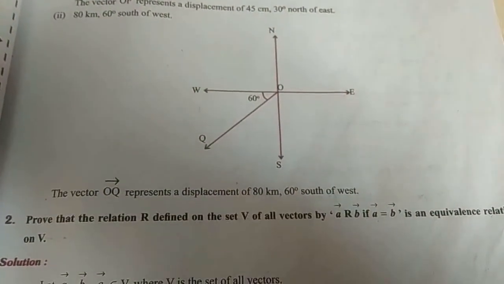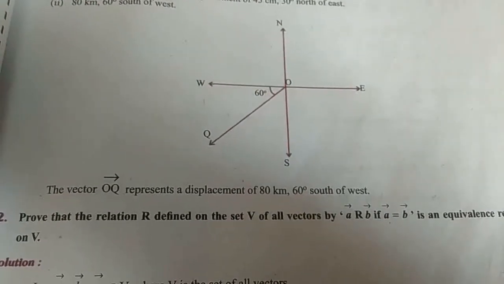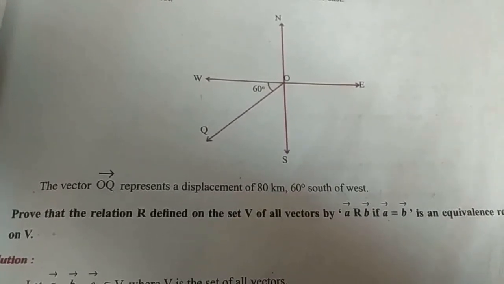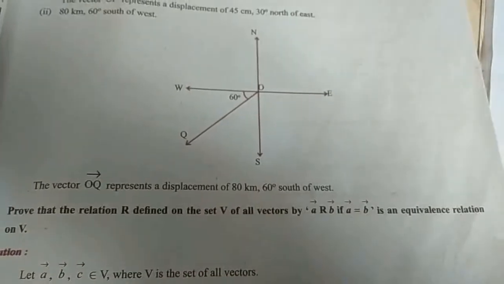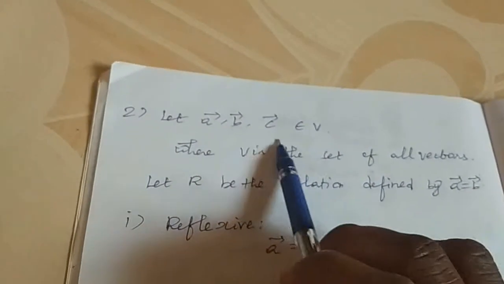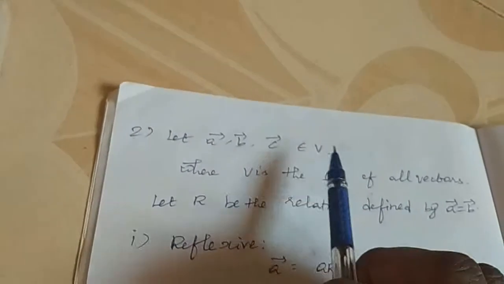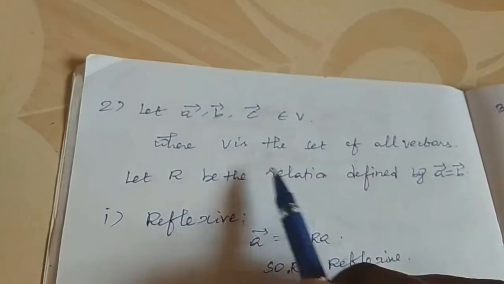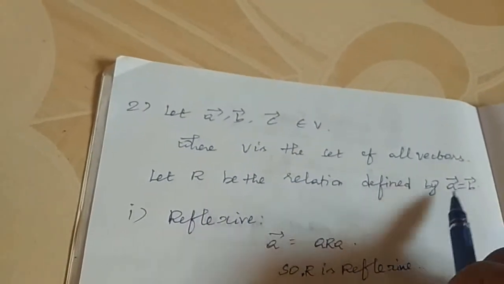Subdivision 2. Prove that the relation defined on the set of all vectors by A related to B if A equal to B vector is an equivalence relation. Now solution. Let A vector, B vector, C vector belong to V, where V is the set of all vectors. Let R be the relation defined: A related to B if A equal to B. First condition, reflexive.